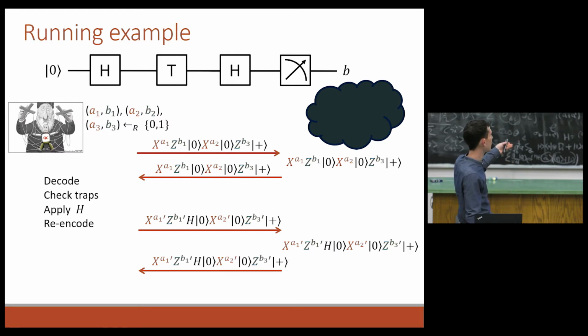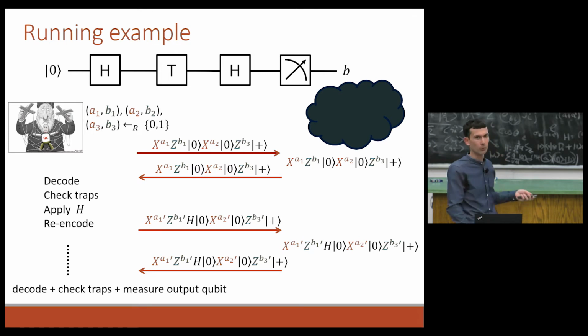Then the next gate maybe is a T gate. Fine, I just decode everything. There's no problem of the T gate commuting or not commuting, because here the verifier is applying the gate. So it's even simpler in a way, this protocol. And that's it. At every step, I check the traps and I measure the output qubit. So this protocol is blind and it's verifiable, and it's straightforward.